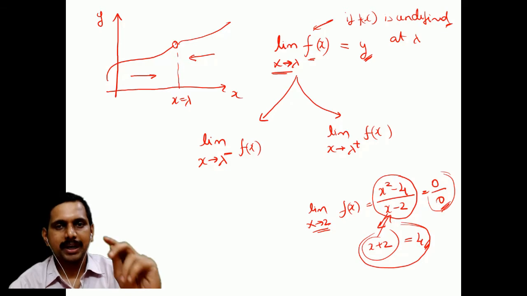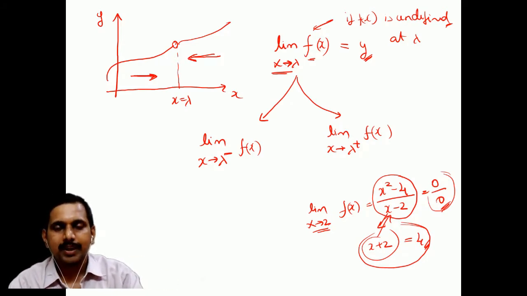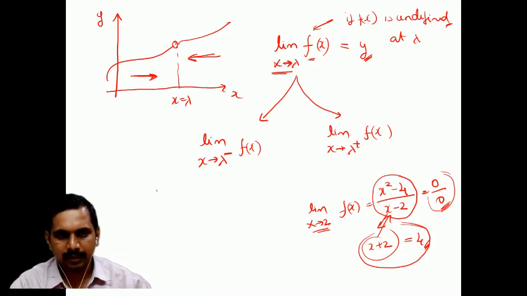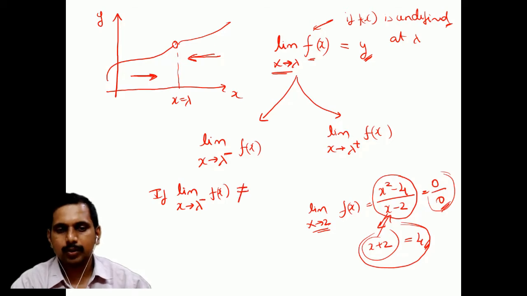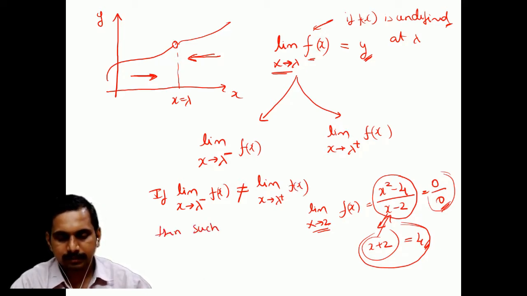Now, when you make an approximation, it has to be such that the limit when approached from the negative side as well as from the positive side should be equal. If it is not equal, such limit does not exist. Let me put it again. If limit x tending to lambda minus f of x is not equal to limit x tending to lambda plus f of x, then such limit does not exist.